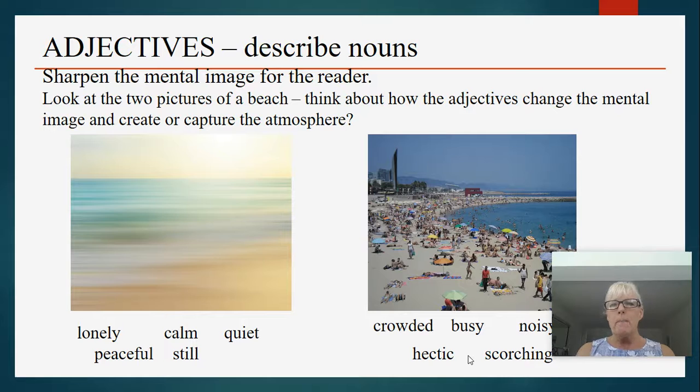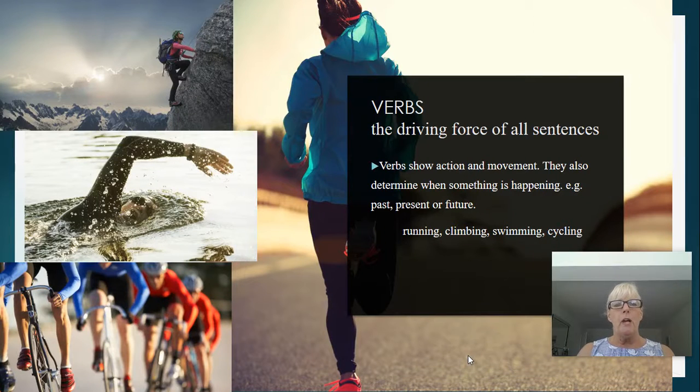So it's really important that a writer will use adjectives to actually make the reader be able to see what it is they really want them to see. If we move on and we have a look at the other kind of word classes that we need to know for our language analysis, and those are verbs, are action words.